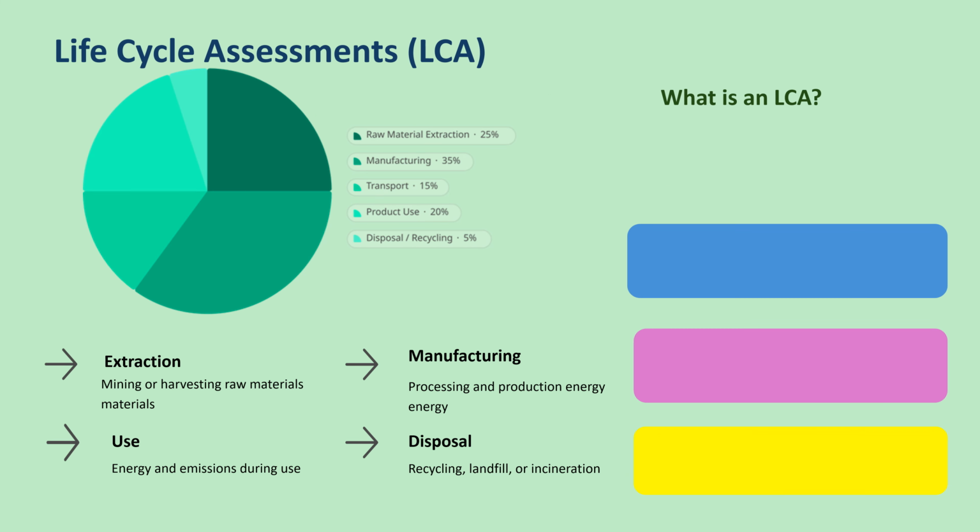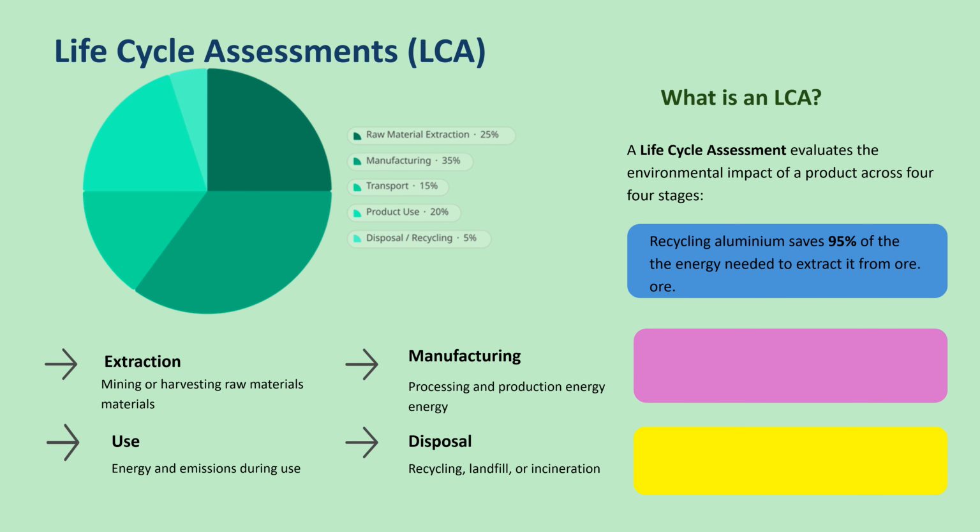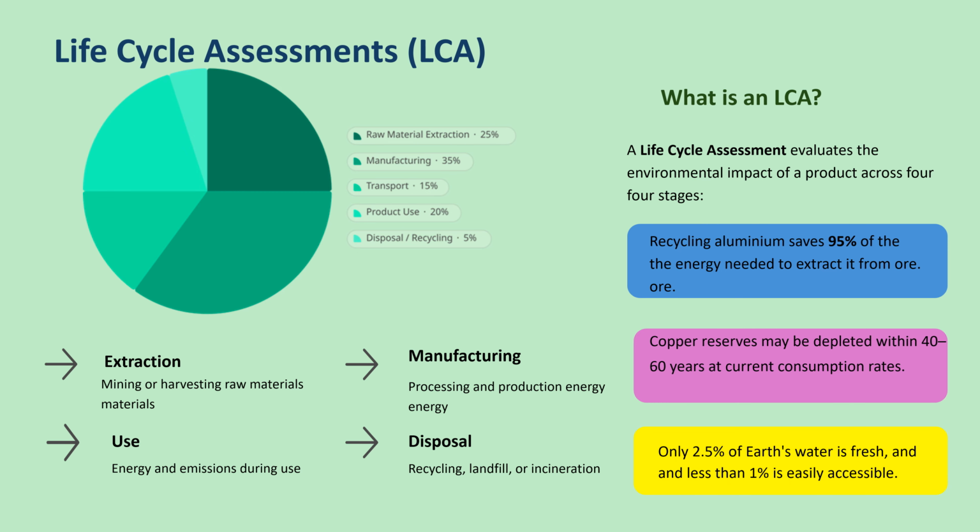A life cycle assessment, or LCA, measures the environmental impact of a product throughout its entire life. This includes obtaining raw materials, manufacturing, transportation, use, and disposal. Life cycle assessments help scientists compare products fairly and identify ways to reduce environmental damage. However, some data may be incomplete or subjective, which can affect reliability. Students should be able to discuss both advantages and limitations of LCAs.